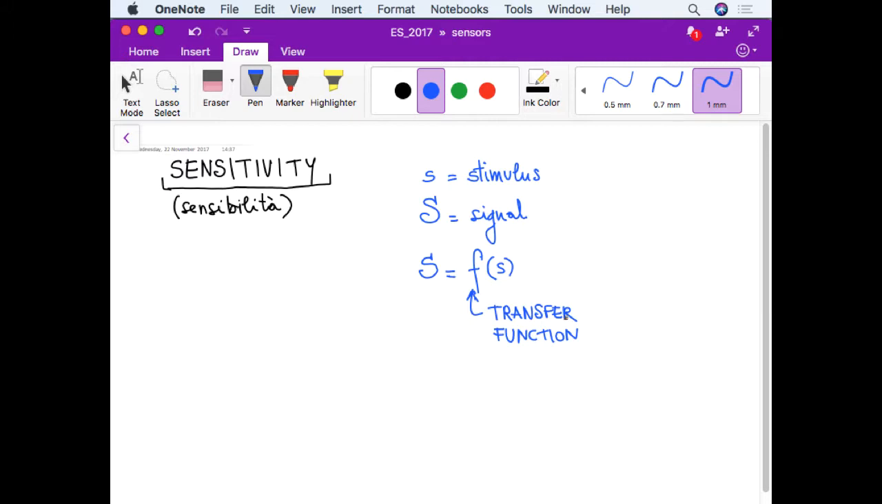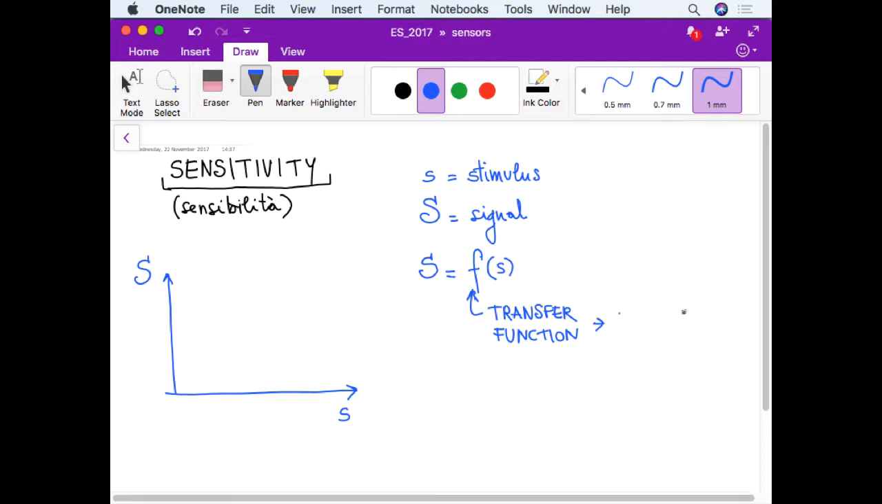Please note that this definition of transfer function is not the transfer function that you have seen in signal theory. It does not depend on frequency. You have a well-defined stimulus at the input, and a corresponding well-defined signal at the output, and of course the signal must be a function of the stimulus. So this function is generally non-linear, and we can plot. Of course you would like it to be a monotone function, so that if you have a single signal, you know exactly what is the corresponding stimulus, because this is the information that you want.